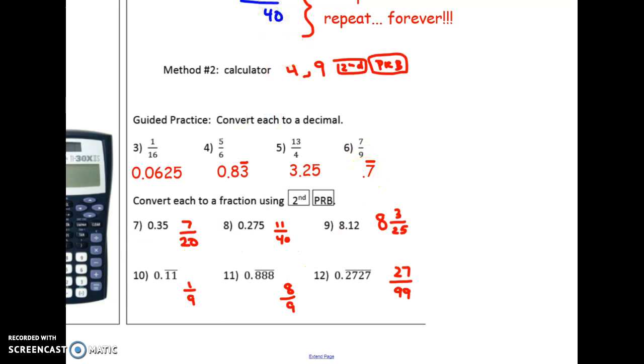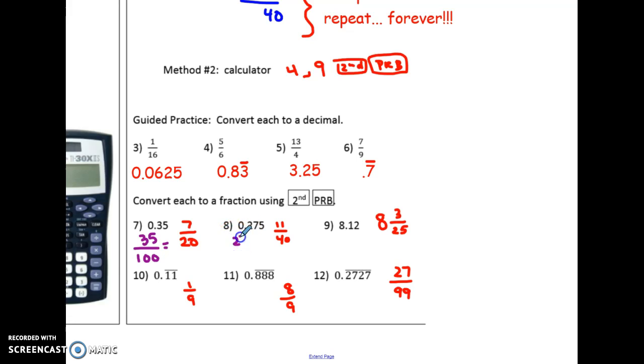The last examples, I did instruct you to use your calculator to hit second PRB, but I don't want you to forget about this option as well. You probably learned this in elementary school. If your decimal has 2 digits, this is the tenths place, this is the hundredths, we could convert it without technology and just say, hey, this is 35 over 100. 35 over 100 does reduce down to 7 over 20. Your calculator is going to spit out the reduced version.